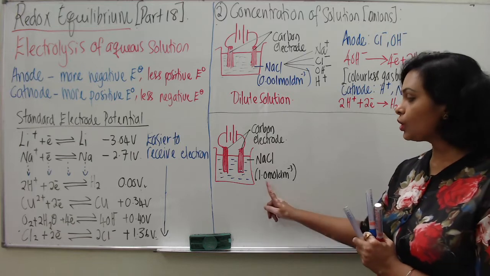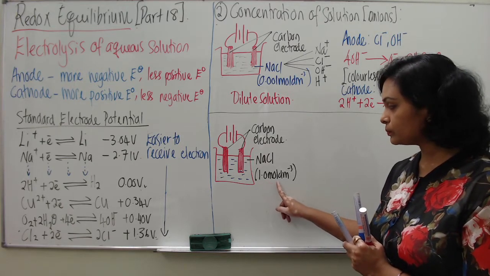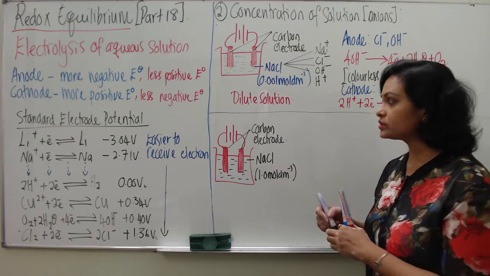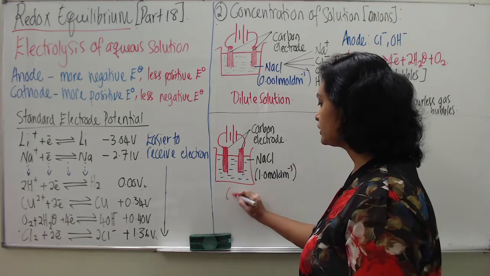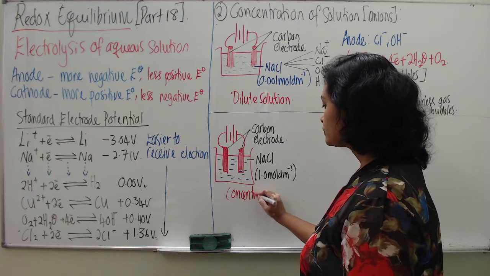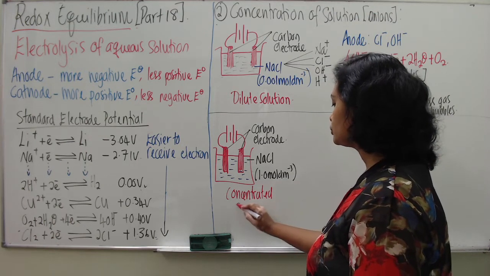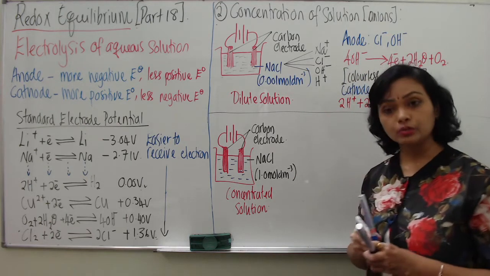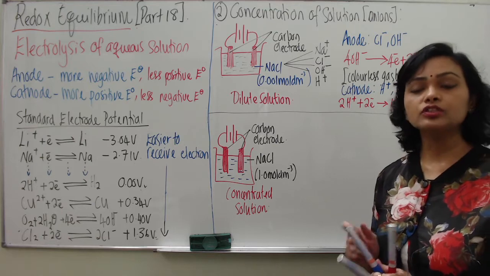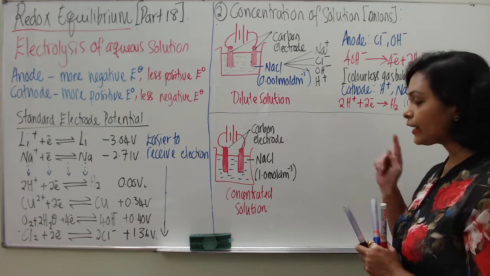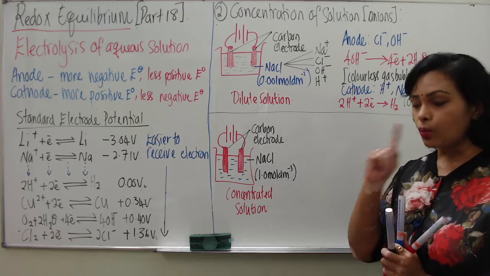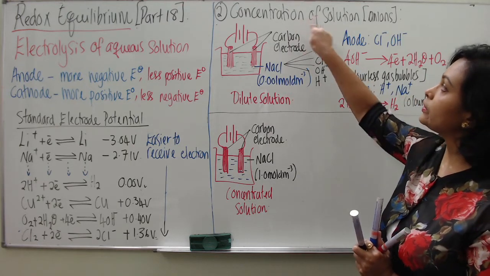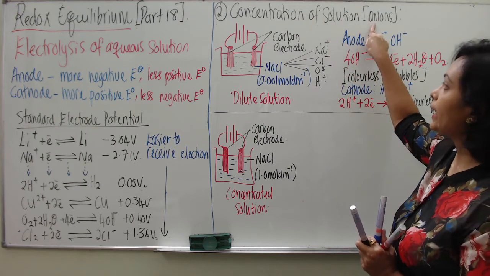So for halogens, 1.0 mole per dm cube is considered concentrated. Okay, so this is a concentrated solution. Now, let's discuss what will happen at anode and cathode. One thing teacher would like to highlight here is to look at the factor: concentration of solution and anions.